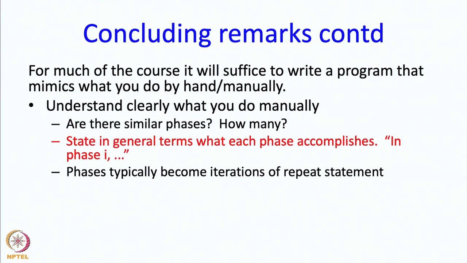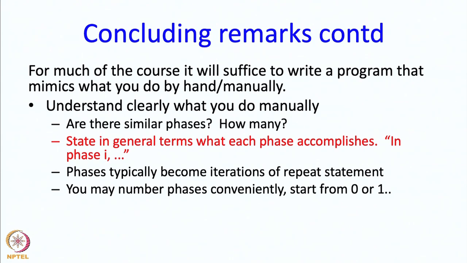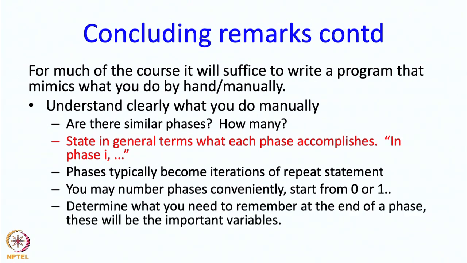And as I said, phases become iterations of the repeat statement, and you should note that you may want to number the phases conveniently. In our case, we started with 1, but there may be other situations where you may want to start with 0. And you should determine what you need at the end of the phase or at the beginning of the phase. Okay? The end and beginning are really very similar, because the end of phase i is the beginning of phase i plus 1. So in any case, you need to know what it is that you need to remember at that point. And the things that you need to remember will need variables.